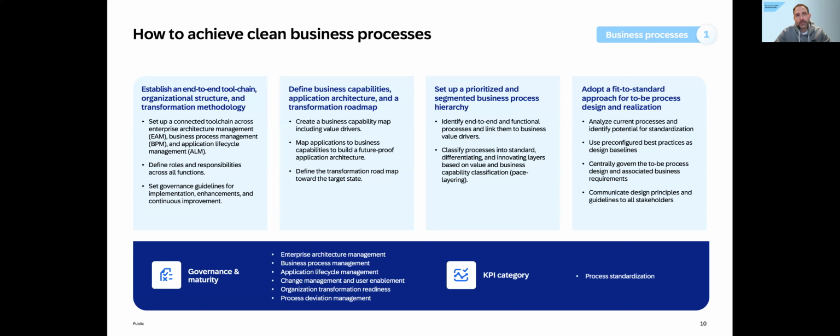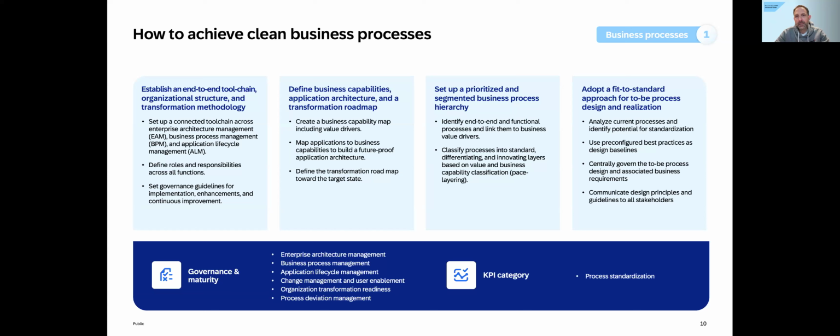As I said, in the second pillar, define business capabilities. To have the, let me say, the tooling side of the house, the enterprise architecture management, only lays the foundation for building a robust business capability map, an application architecture, and a transformation roadmap. Once that is done, and now we come more to the business process point of view, we need to know our processes. We need to define them. We need to know what our end-to-end processes are, what our modular processes are, and how they ideally link to the business capabilities and to the value drivers.